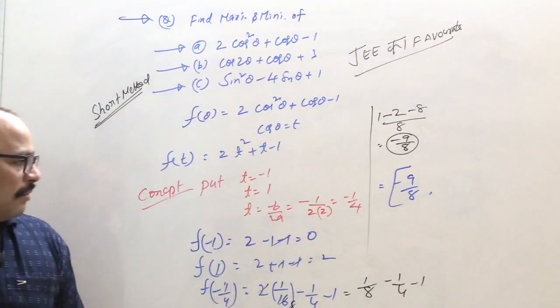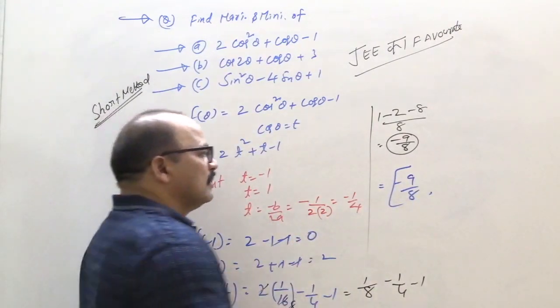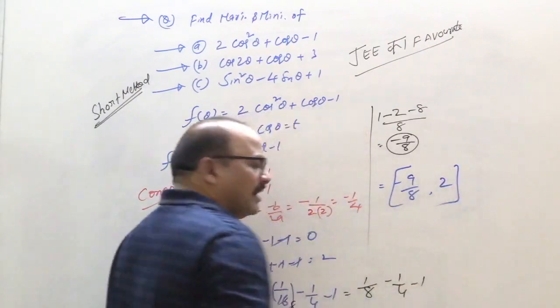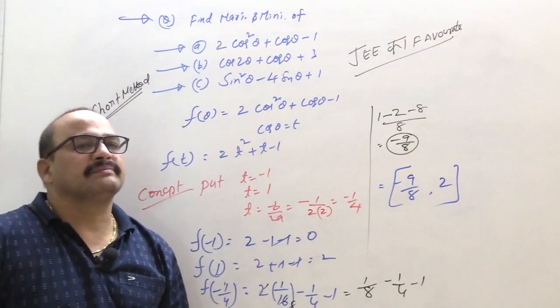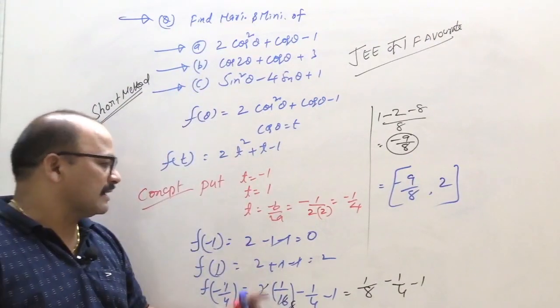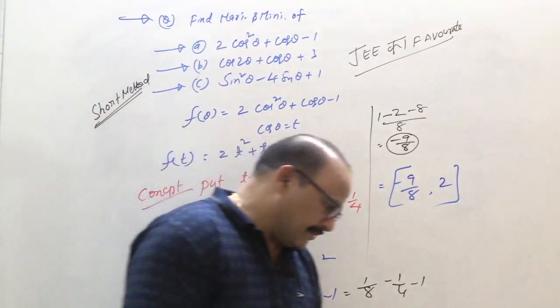Next, what is the maximum value? 2. So this is the problem. It's very important, or otherwise convert into a perfect square, which is a little bit lengthy. When sin and cos are there, go like this. So minus 9 by 8 and 2.